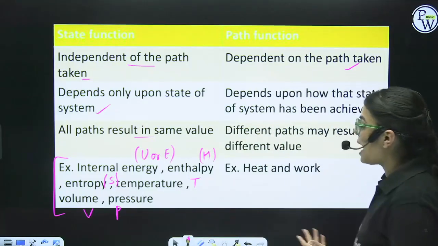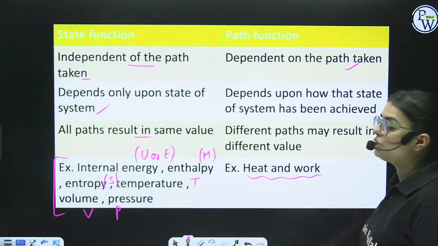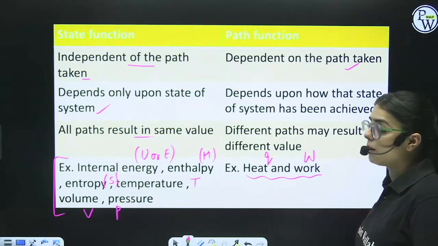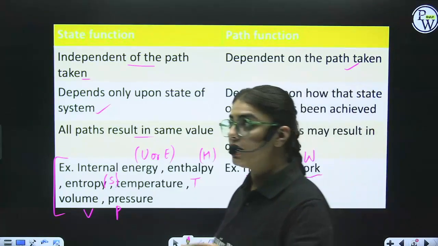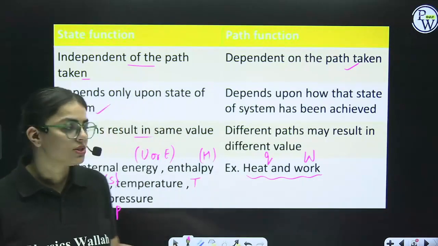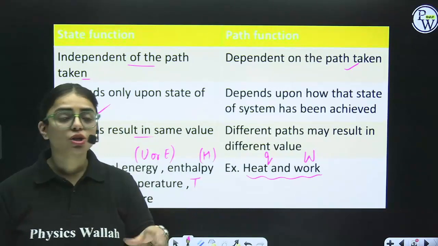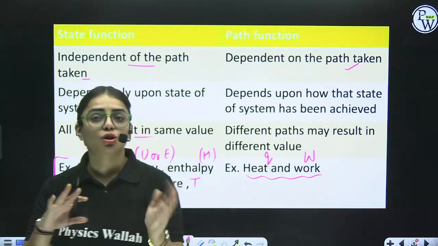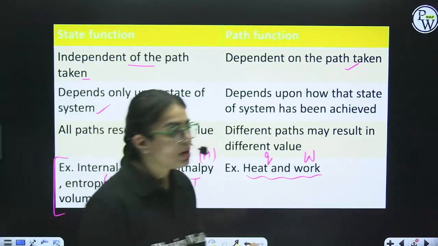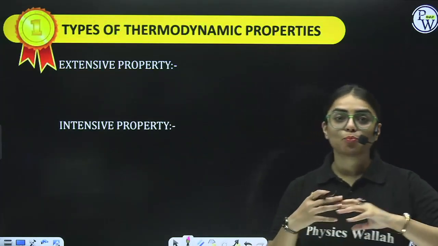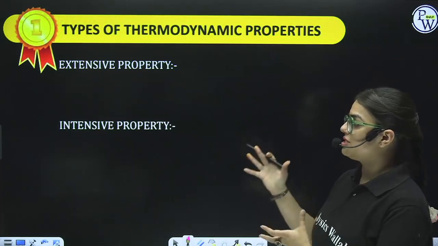But if I talk about path functions, they are heat and work. Heat is represented by Q and work is represented by W. They both are path functions. Many a times they will give you certain options including heat and work also. So you should know that heat and work are path functions, which depend upon the path followed but not on the state of the system. Clear everyone?